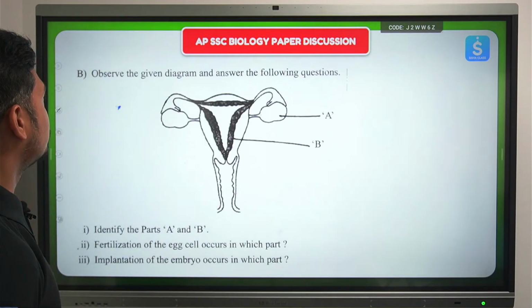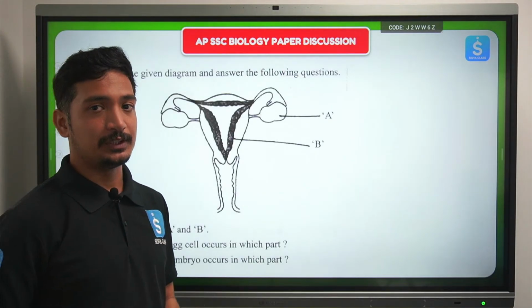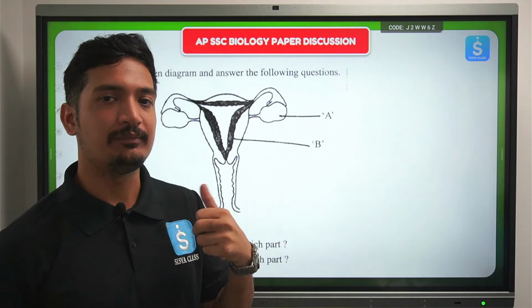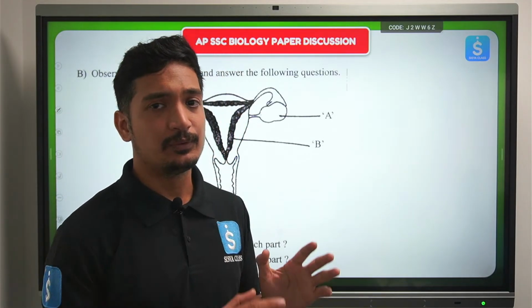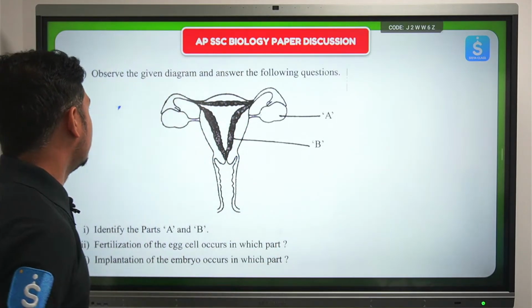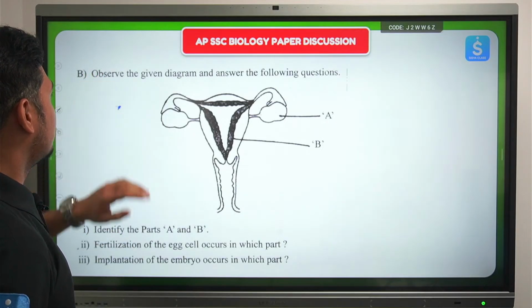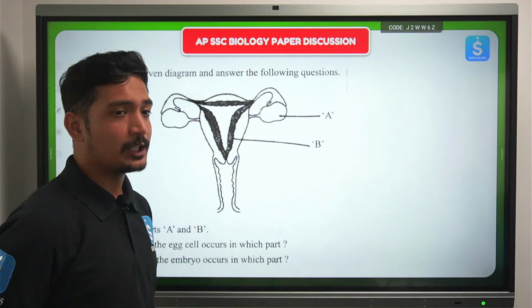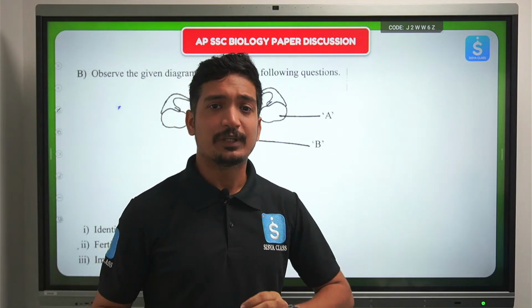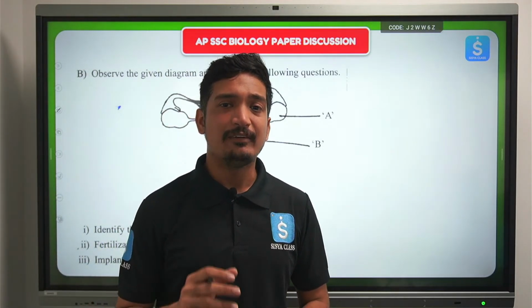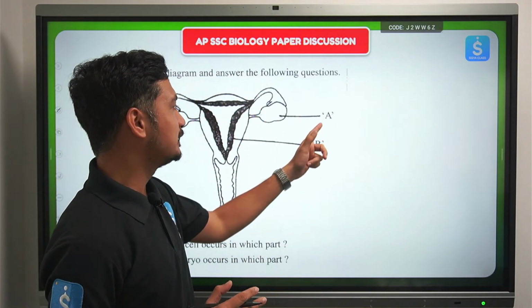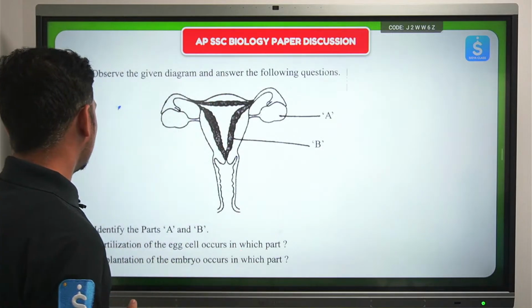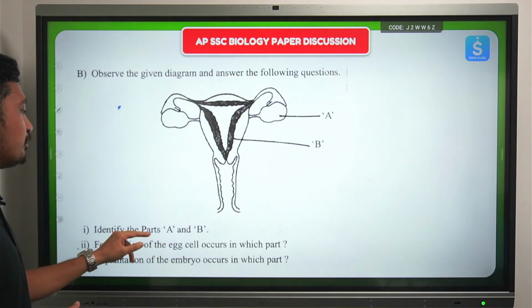Fine. Here option B, this is an optional question. If you are not aware of the previous neuron diagram part, then you could have solved this part. Here it is. Observe the given diagram and answer the following question. Here we have the diagram of a female reproductive part, and we have two parts labeled over here as A and B. Now the first question says identify part A and B.